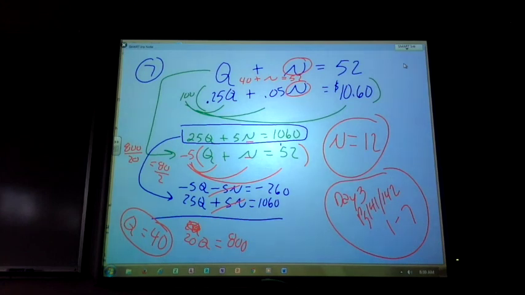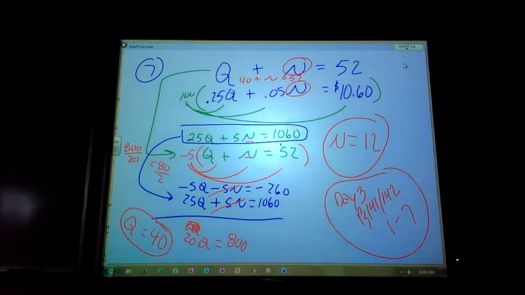All right, guys and girls, you have 10 minutes to get a start on numbers 1 through 7. Please do not waste your time. Let's get a start on it. I'll wander around and help you.